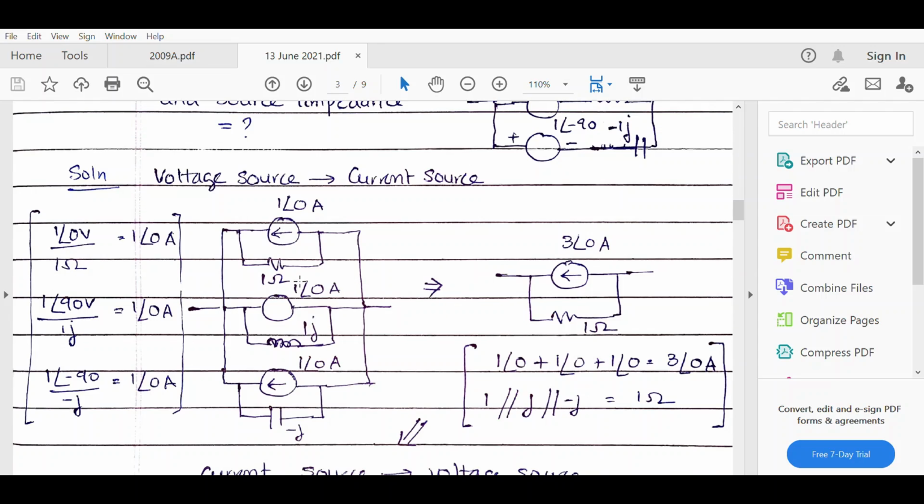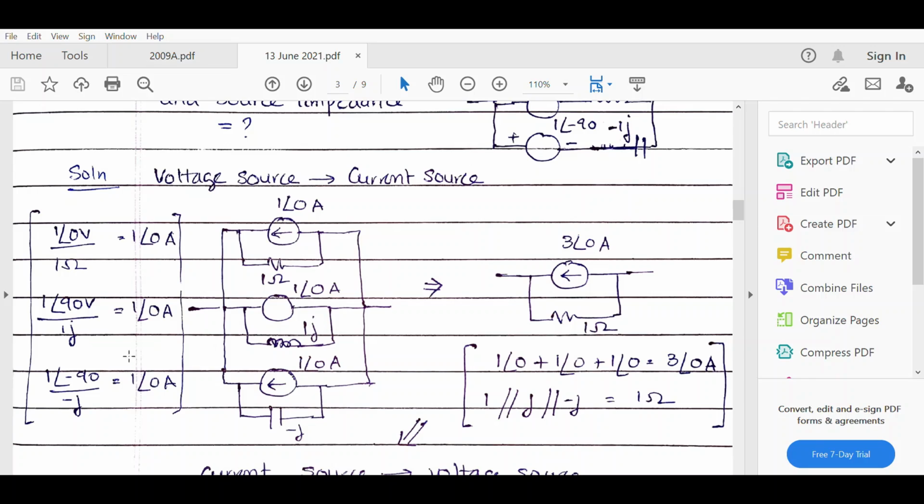Now the second source, the voltage is 1 angle 90 volts and the source impedance is 1J. Now the current in such a case would be 1 angle 0, and that current has been shown over here. The arrow mark is missing over here, it should be present. Now the source impedance is J in parallel to this current source.